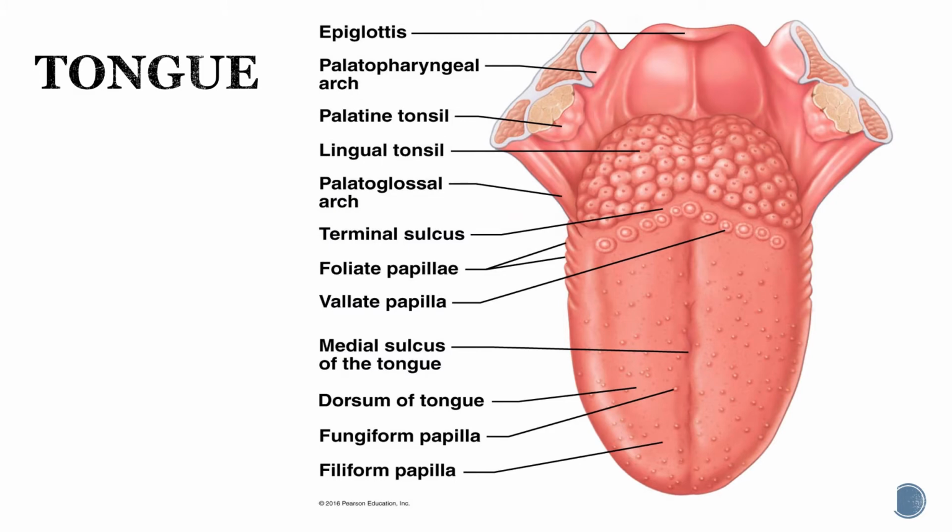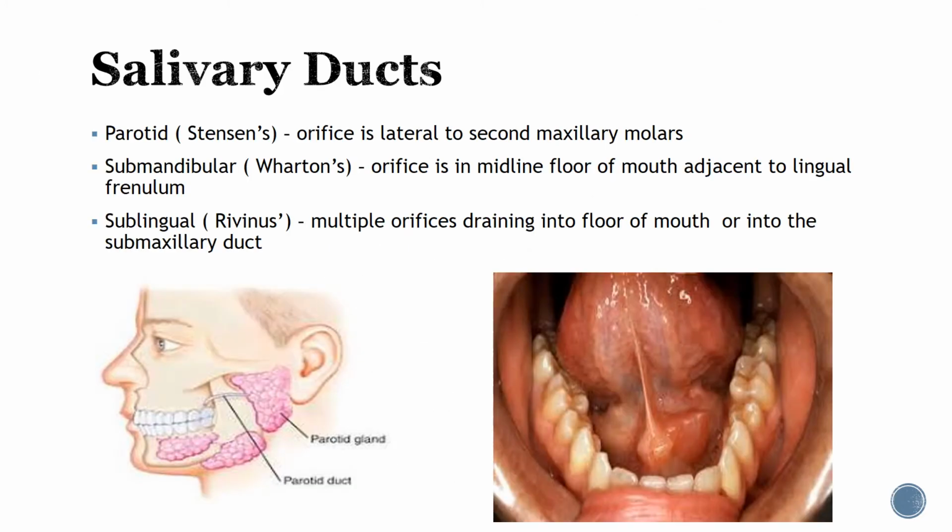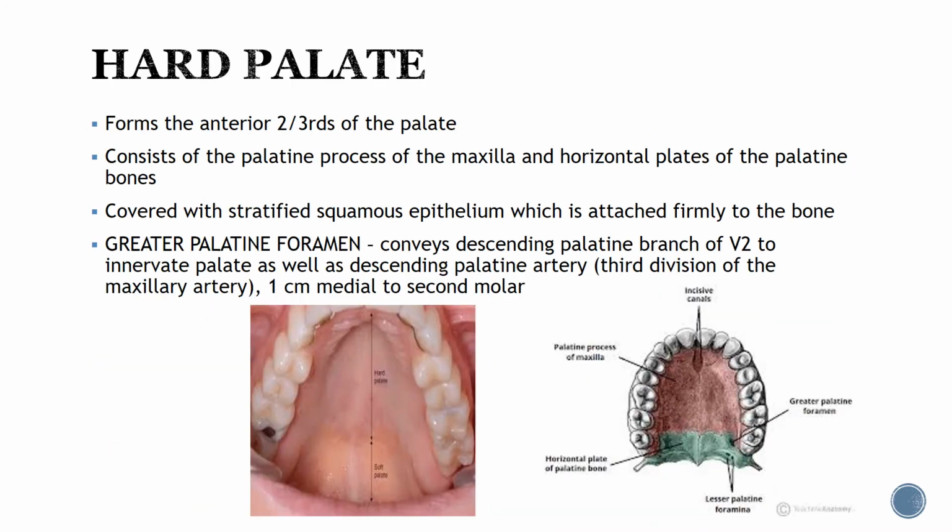This just shows the sulcus terminalis that delineates the anterior and posterior tongue. And the salivary ducts open in the oral cavity, as was mentioned in the previous slide. The parotid duct, or Stenson's duct, orifice is lateral to the second molars. The submandibular, or Wharton's, orifice is in the midline floor of the mouth adjacent to the lingual frenulum, and the sublingual ducts, or ducts of Rivinus, have multiple orifices draining into the floor of the mouth or into the submandibular duct.